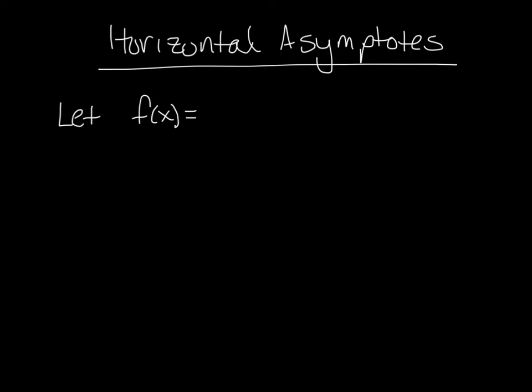For horizontal asymptotes, there are 3 rules, and I'm going to give you the specific definition because you're going to have to tell me the horizontal asymptote rules on a test, so I don't want to just be generic.